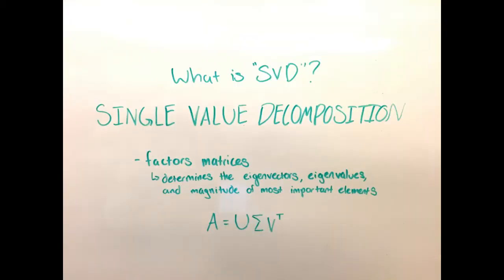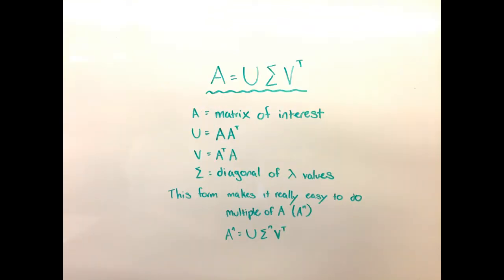SVD is a helpful tool that lets you take a big matrix and pull out the most important bits by finding patterns. It factors matrices using their eigenvalues. Using SVD, a matrix A can be rewritten as A equals U sigma V transpose. U is a matrix with values corresponding to the dependent variables. V transpose is a matrix with values corresponding to the independent variable, and sigma is a diagonal matrix of eigenvalues.